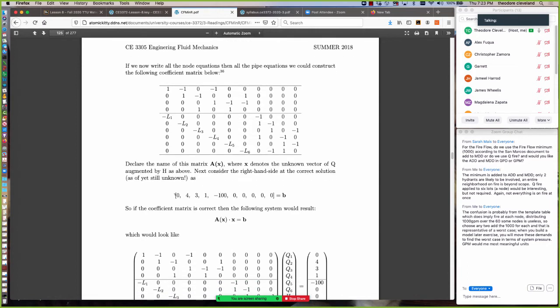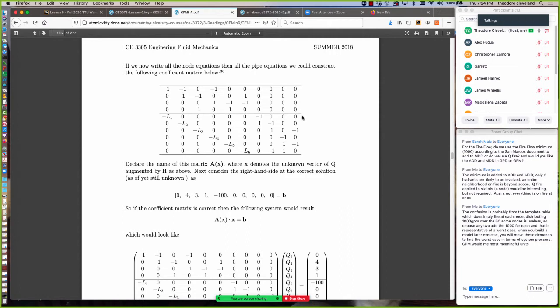So now we have to consider the right-hand side. The first 4 entries in the right-hand side vector correspond to the 4 nodes, and what goes in the right-hand side then is the demand for that node. If the demand's positive, water's leaving the node. If the demand is negative, it's entering the node. So we had no demand at node 1. We had 4 units at node 2, 3 units at node 3, and 1 unit at node 4.